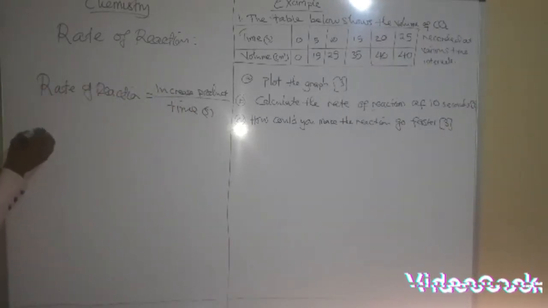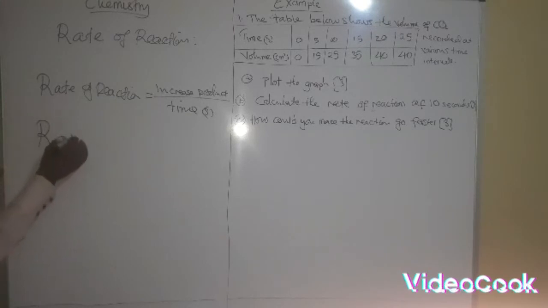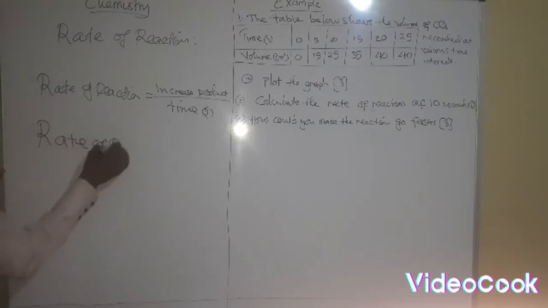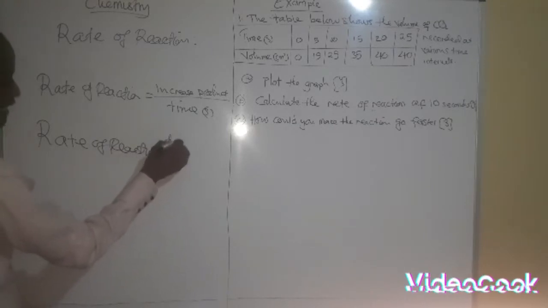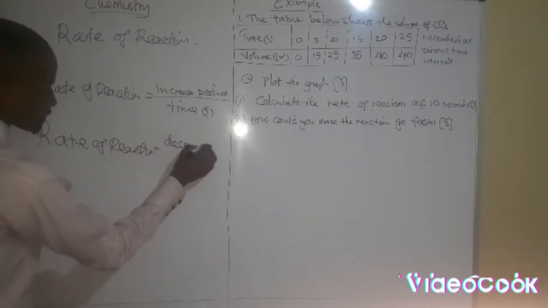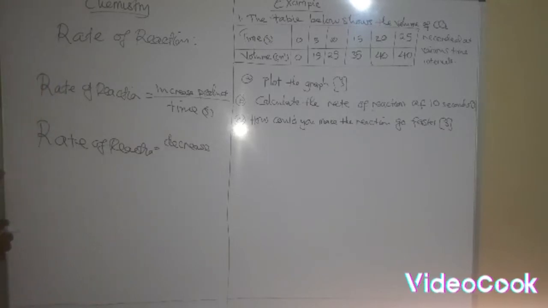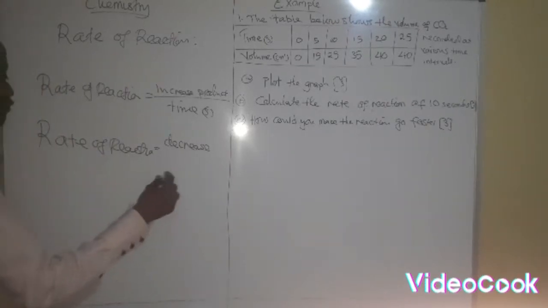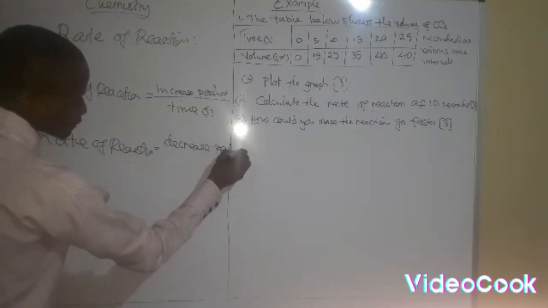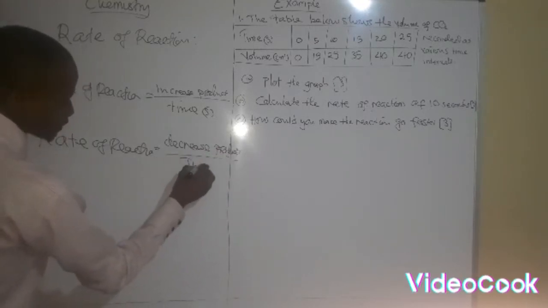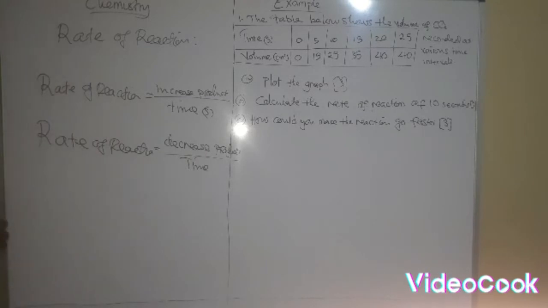But however, the rate of reaction can also be expressed as rate of reaction is equals to the decrease in reactant. As the reaction is taking place, the amount of reactants is being reduced. So decrease in reactant over the time taken. So that's how you can calculate the rate of reaction using the expression there.